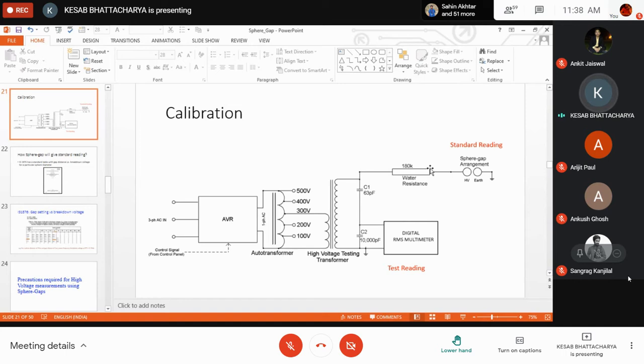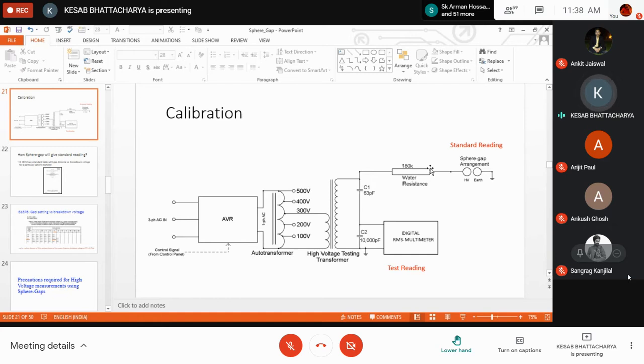In our case, in our laboratory, it is 180 kilo ohm, and the resistance is made up of pure distilled water with an adequate amount of salt or impurity inside, in order to control the ohmic value of the water. And this water is placed in a bakelite tube which is hermetically sealed. Now, the question that comes to mind is why water is used. What else could we do? We had two other alternatives.